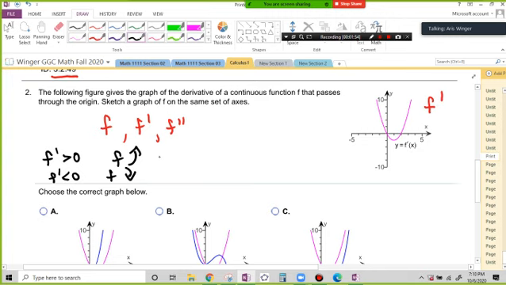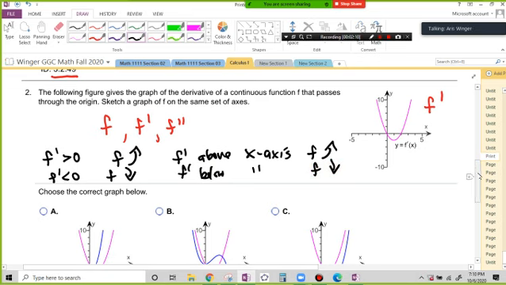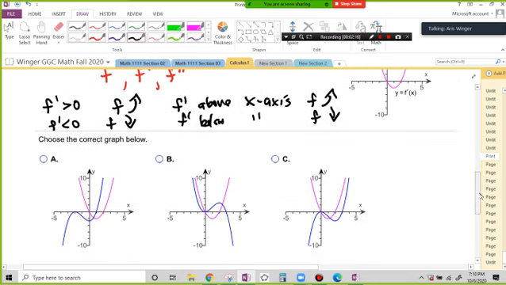I'm all about being direct. When f prime is above the x-axis, f needs to be going up. And when f prime is below the x-axis, the original function needs to be going down. Almost that on its own should help us burn through this thing today.